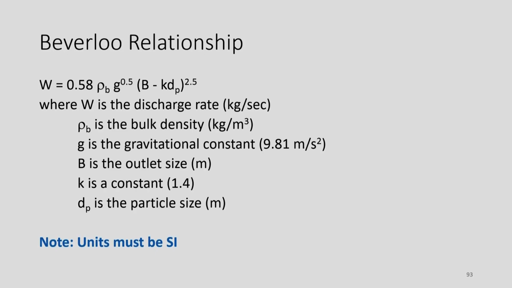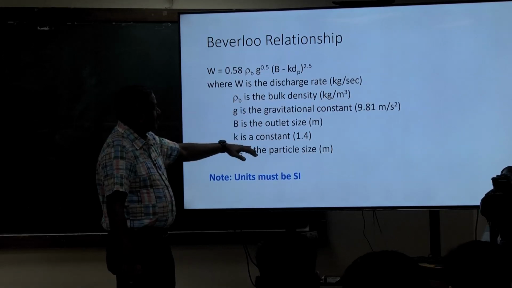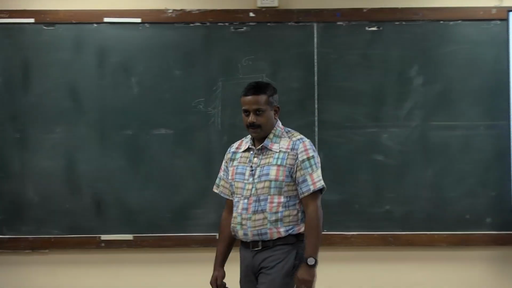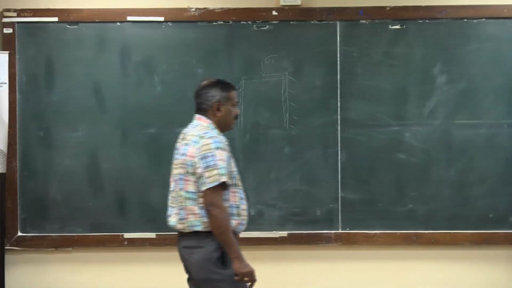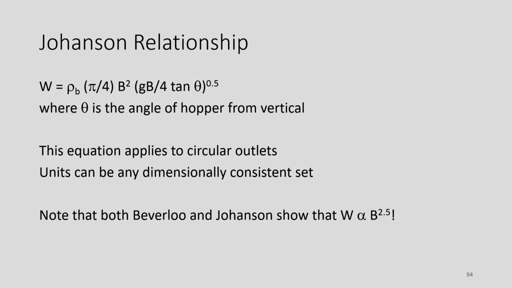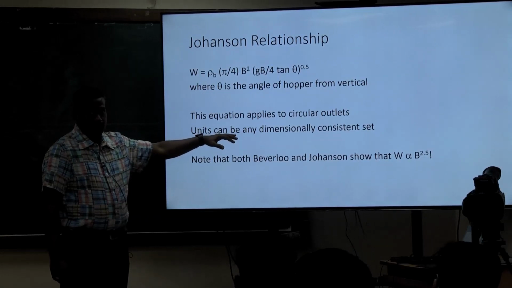Okay. I'm not going through those equations. The only difference is that for the Beverloo relationship, the units must be in SI units. Okay. Then only does that equation, which we developed using SI units, apply. So you'll have to use kilograms, meters, etc. So from the outlet size, the constants and the diameter of the particle, you can get the discharge rates. Okay. Same for the Johanson relationship. It's mostly used for circular orifice openings, circular outlets. But again, you can use any type of unit system, the only thing is the units should be consistent.